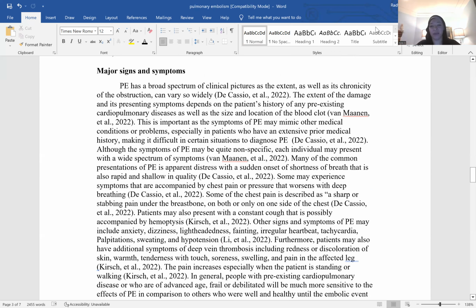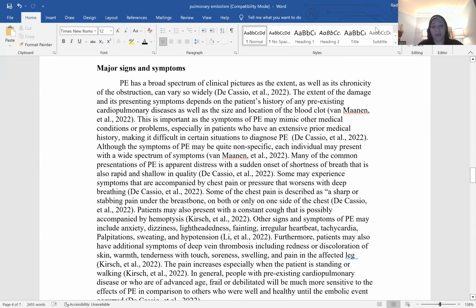So, for the major signs and symptoms, PE has a broad spectrum of clinical pictures as the extent as well as its chronicity of the obstructions can vary so widely. The extent of the damage and its presenting symptoms depend on the patient's history of any pre-existing cardiopulmonary diseases, as well as the size and location of the blood clot. This is important as the symptoms of PE may mimic other medical conditions or problems, especially in patients who have an extensive prior medical history, making it difficult in certain situations to diagnose PE.